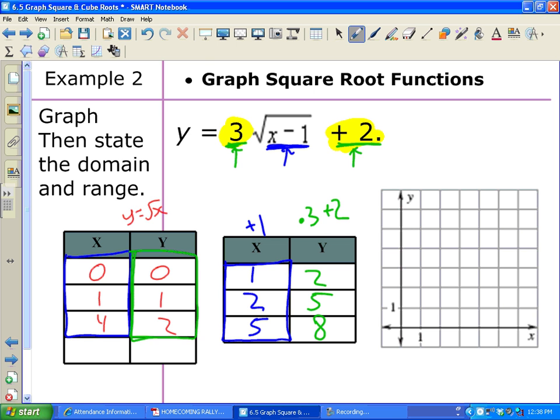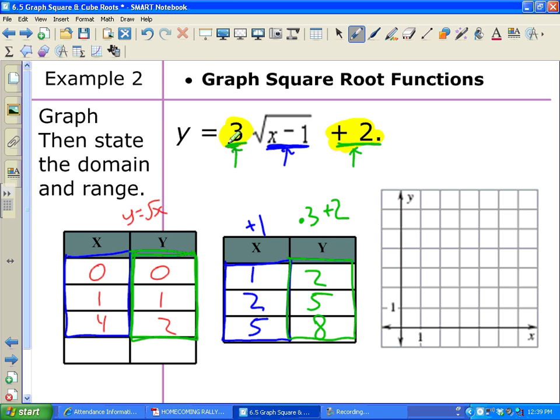So again, my parent's were 0, 1, and 2. I've changed by the directions of this function. So the child is going to be changed by that multiple of 3 and the addition of 2. Each y value is multiplied by 3 and then increased by 2. I now have my new coordinates.